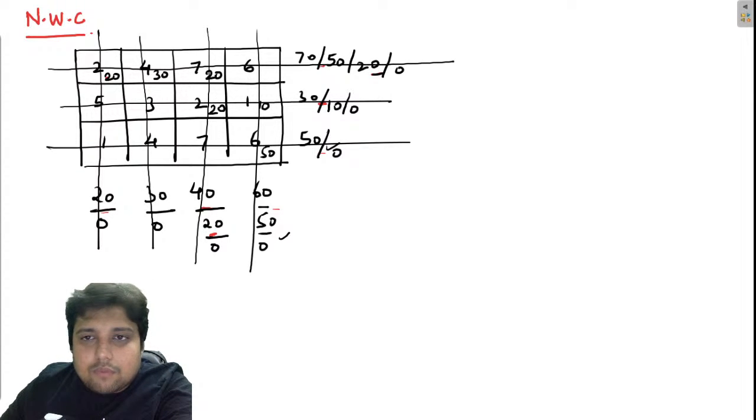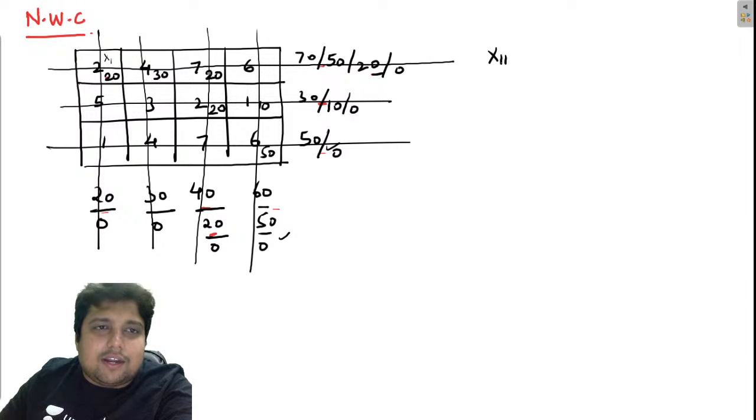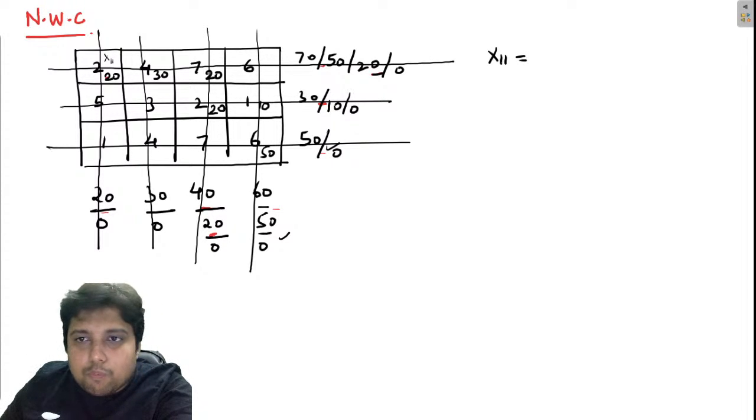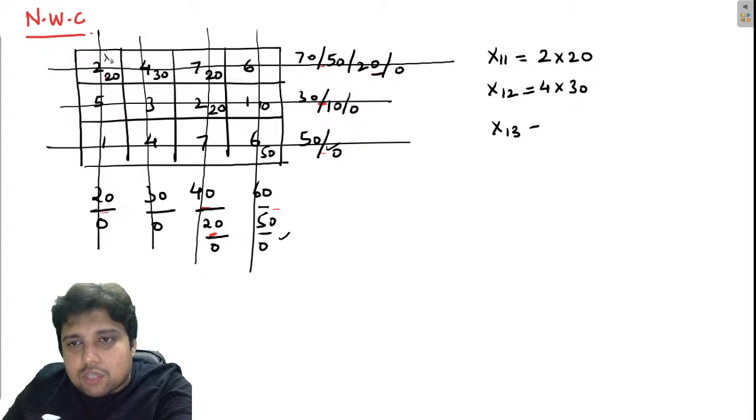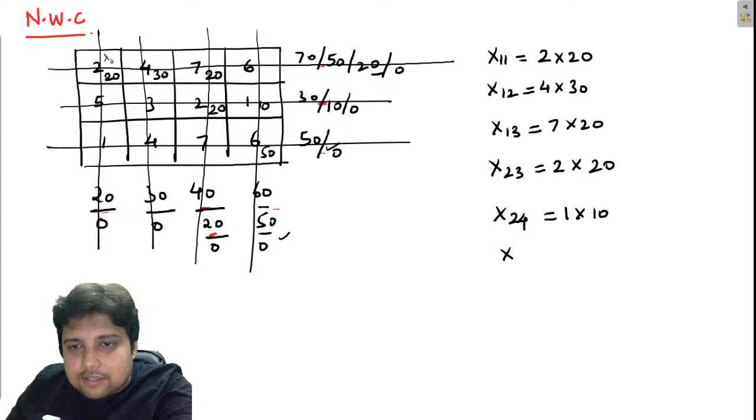So now I will be writing x11. This is x11, right? x11 with respect to 2 rupees we have given 20 units. x12 with respect to 4 rupees we have given 30 units. x13 with respect to 7 rupees we have given 20 units. x23 with respect to 2 rupees we have given 20 units. x24 with respect to 1 rupee I have given 10 units, and at last x34 with 6 rupees per head I have given 50 units.